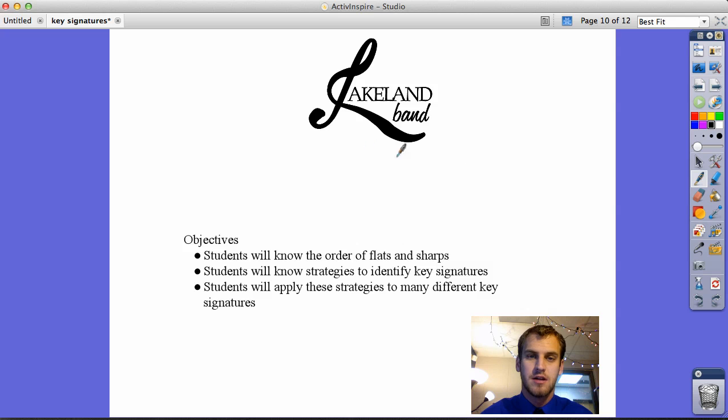That's it for our presentation today from Lakeland Band about key signatures. Now you know the order of flats and sharps. Order of flats is B, E, A, D, G, C, F. And our order of sharps is the order of flats backwards, which is F, C, G, D, A, E, B. So order of sharps goes one way, order of flats goes the other way.